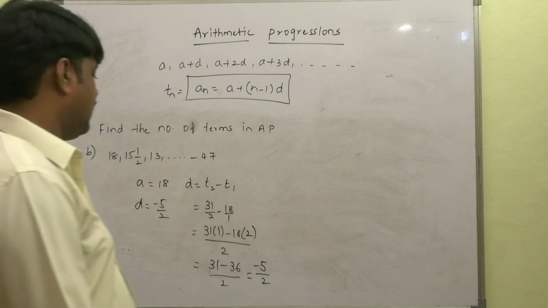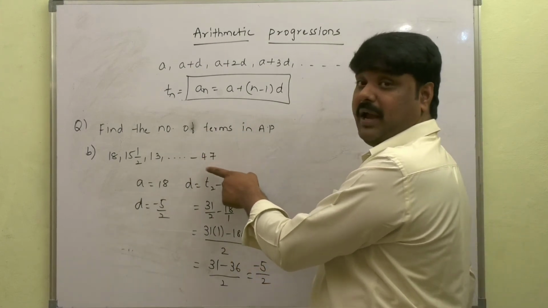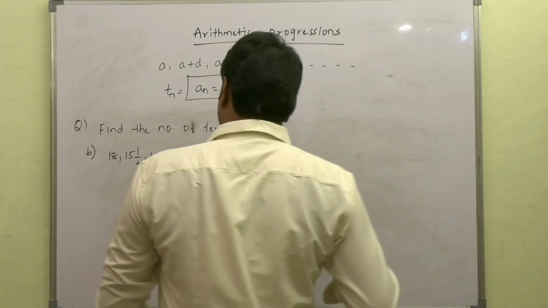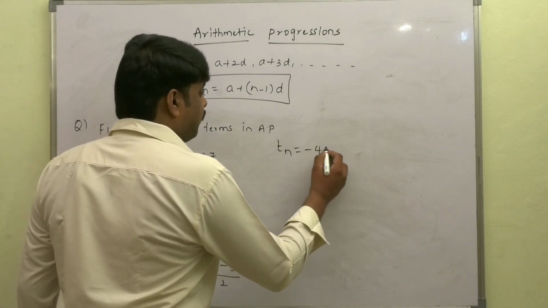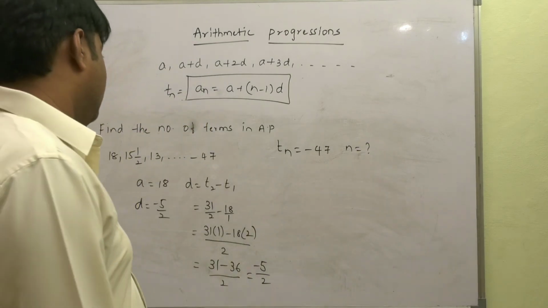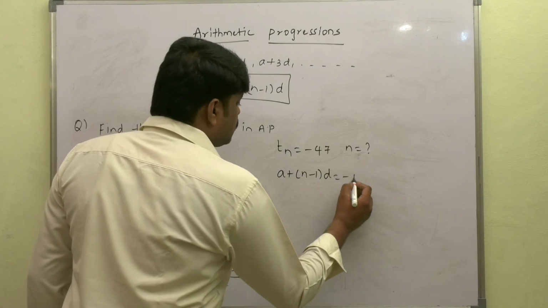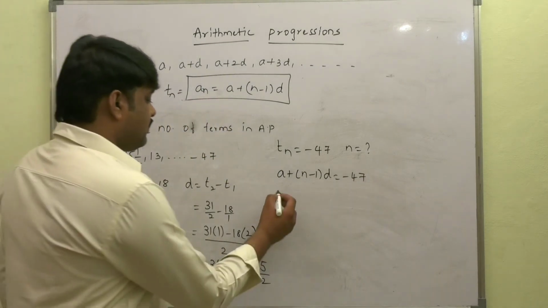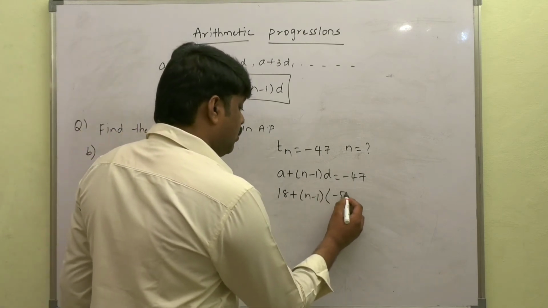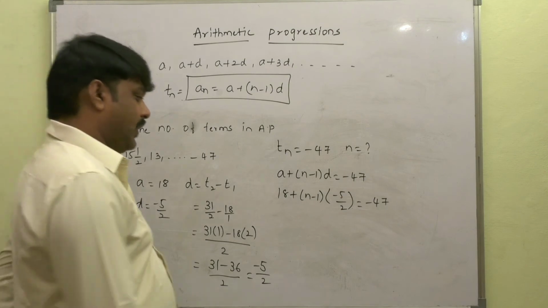A వచ్చింది, D వచ్చింది. అయితే ఇక్కడ చూడండి, find the number of terms అన్నప్పుడు ఇది లాస్ట్ టర్మ్ ఇచ్చాడు. Minus 47 is the last term. Minus 47 last term అంటే that is Tn we have to consider. Tn equals to minus 47. We should find the value of n as well. n కనుక్కుంటే సరిపోతుంది. సరే, Tn ఫార్ములా మళ్ళీ రాద్దాం. A plus n minus 1 into D equals to minus 47. A it is 18 plus n minus 1 into D it is minus 5 by 2 equals to minus 47. Plus 18 అటు పంపించేద్దాం.